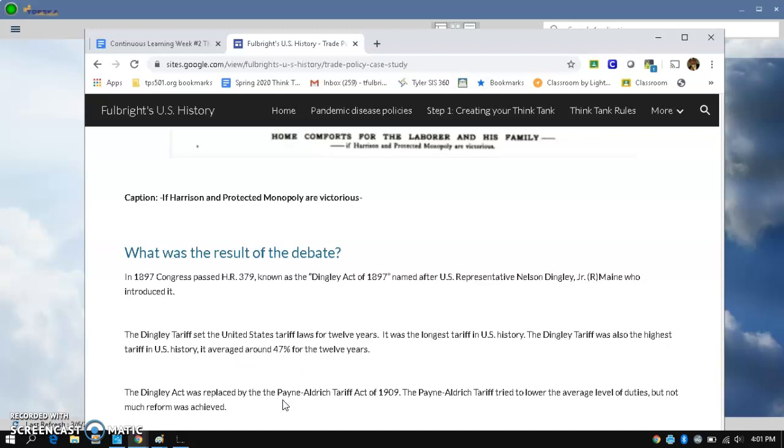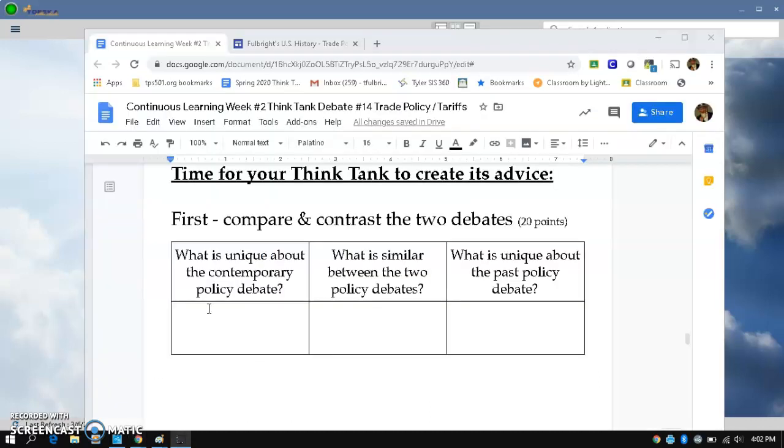It was replaced by the Payne-Aldrich Tariff Act of 1909. It tried to lower the average level of duties, but not much reform was achieved. So as you can see, while it lasted for a while, it did not continue forever. So we have these people who supported it and the people who opposed it continuously bickering. And as you can see, because we are studying about a trade policy debate today, we haven't come to an agreement on whether or not trade policy should be protective or not.